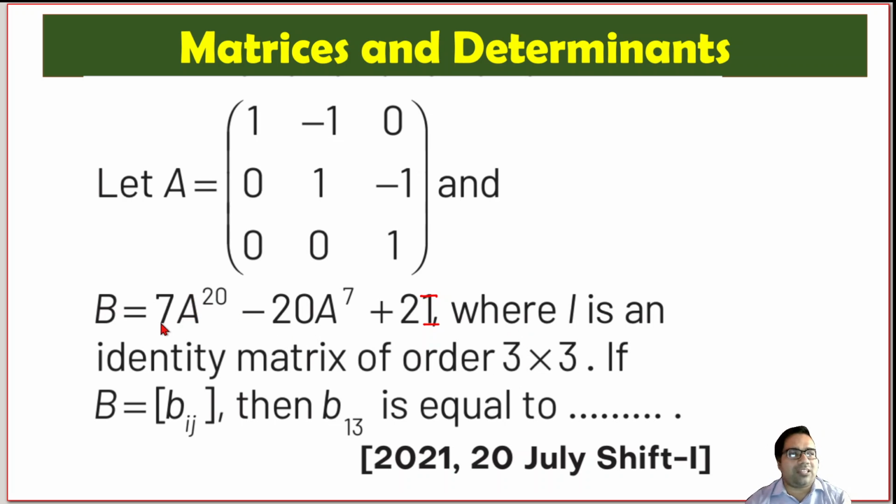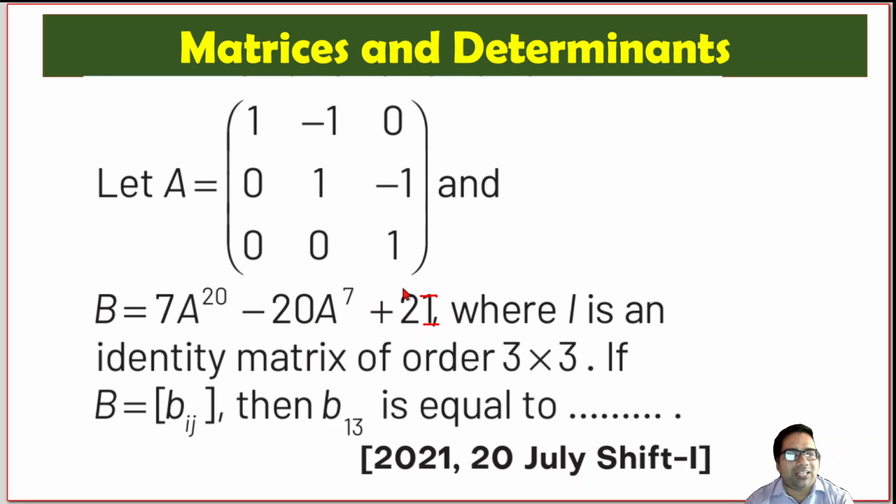Now, in this 3 by 3 matrix, what is this element B13? That is first row and third column. What is this element of this B? Now, A power 20, A power 7 is given, and most of these are zeros, ones, minus ones. So there must be some pattern in these A powers, A square, A power 4, A power 10, whatever. Let us try to identify what that pattern is.